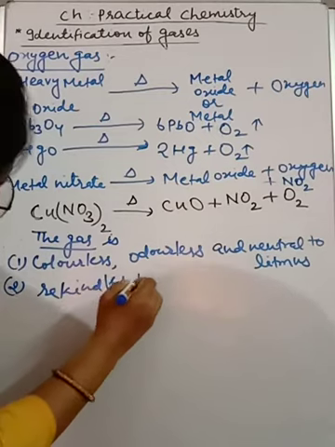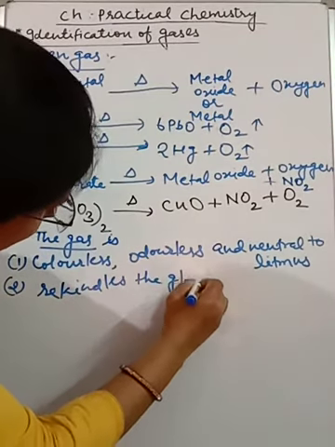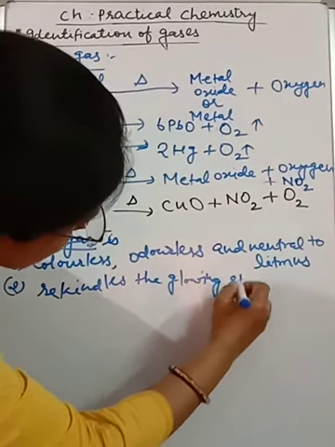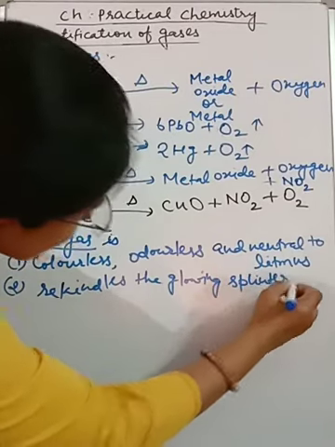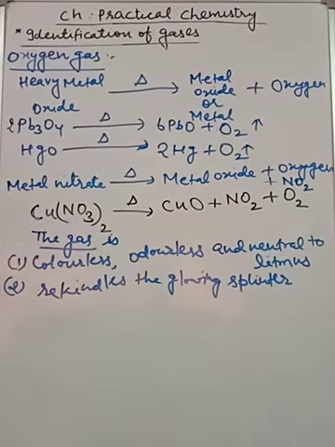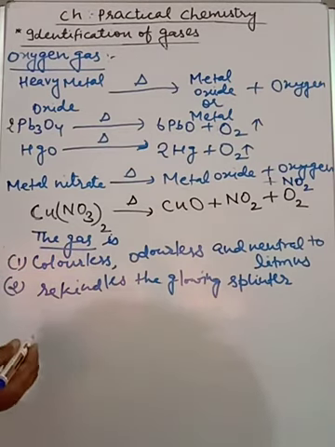Rekindles the glowing splinter means, like when you take the example of an incense stick, and you burn it for puja purposes, then extinguish it, only the tip is glowing. When you introduce that into the container where oxygen is, it will again catch the flame. So it rekindles the glowing splinter.